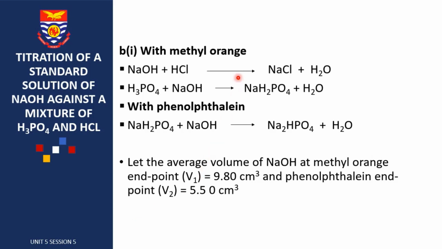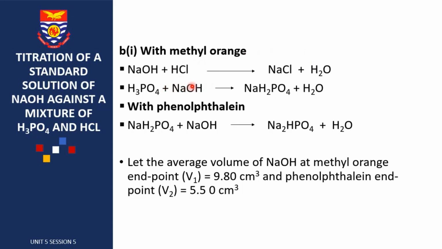Okay, so let's approach the problem. Now these are the reactions occurring at the various endpoints. At the methyl orange endpoint, we have the whole of the HCl reacting with the sodium hydroxide to produce the salt and water. However, with the phosphoric acid, we would only have the first ionization taking place. So it is just one of the replaceable hydrogen ions that is replaced over here. So we don't have a complete neutralization here.